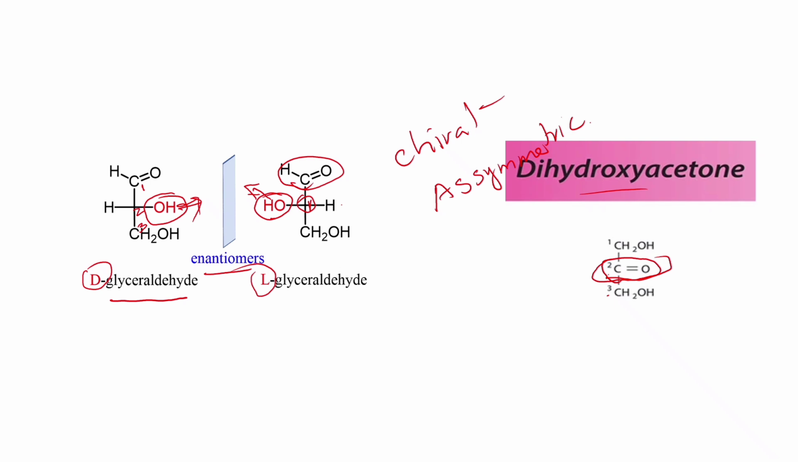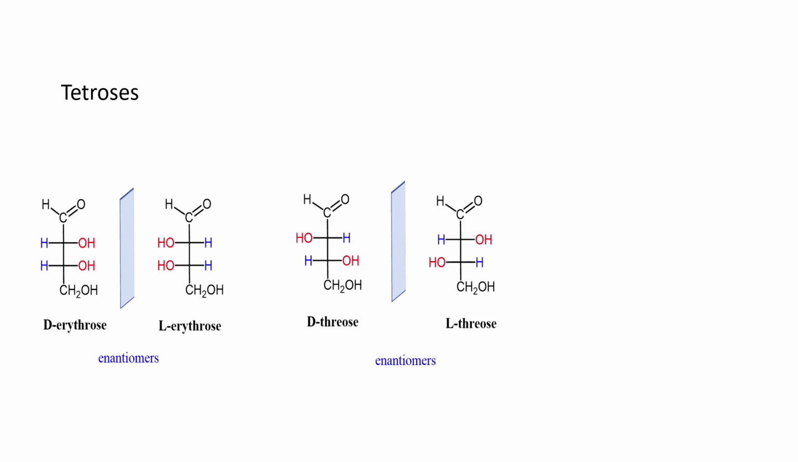Coming to the tetroses. Tetroses are different types: D-erythrose, L-erythrose, D-threose and L-threose. They are also enantiomers because of the arrangement of these hydroxyl groups.